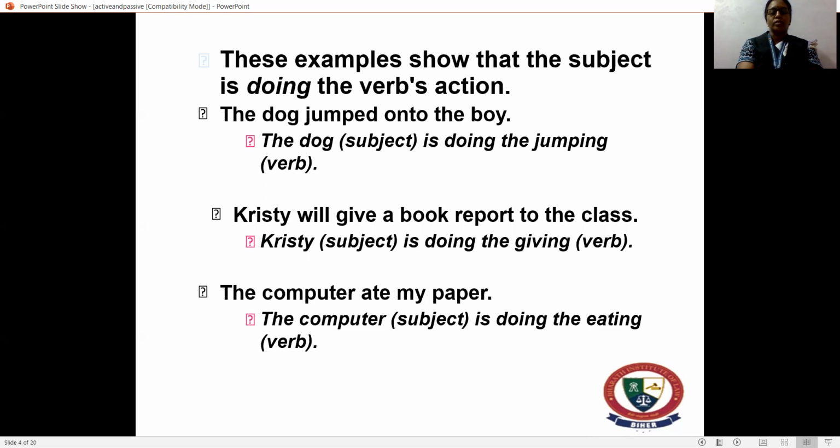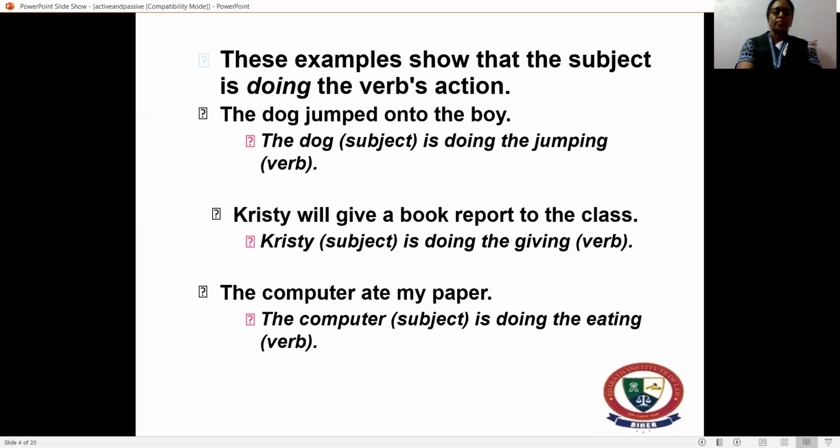In a similar way, I have also given two other examples. Let us see those two examples. Christy will give a book report to the class. This is the second example. In this example, Christy is the subject. She is doing some action. She is going to give a book report to the class. Since the subject is doing this action of giving the book report, we call this sentence to be in the active voice form.